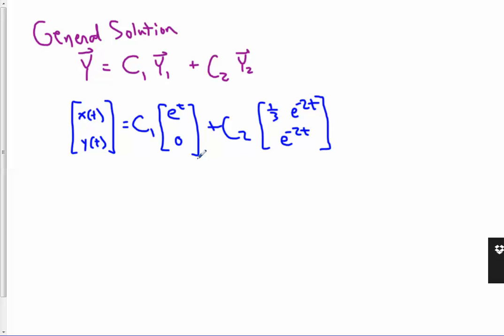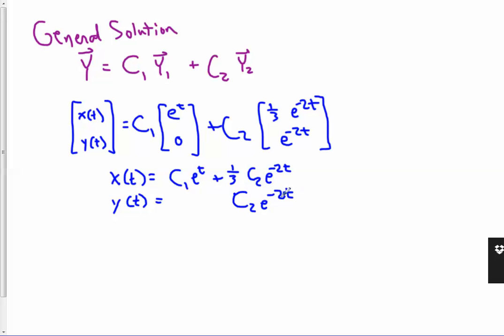Let me just real quick write it also in non-matrix notation. I could just simply write x of t equals c1 e to the t plus 1/3 c2 e to the minus 2t. And y of t would be, well, c1 times 0, and then I'll have c2 e to the minus 2t. Right? So I can write it either this way or this way. And I'm claiming that this is the general solution to my system.